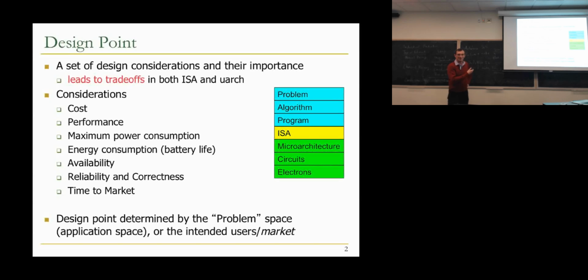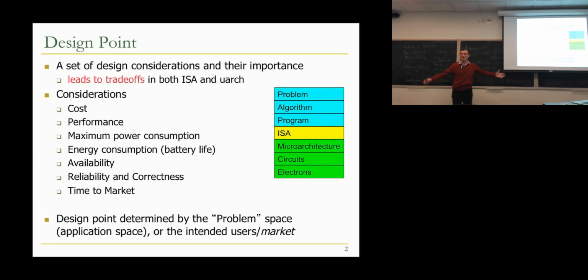Any processor that you're designing has this design point, and there are many considerations. Basically, design point really determines those considerations: cost, performance, power consumption, energy consumption, availability, reliability, correctness, time to market. And all of these considerations are actually determined by the problem space or the application space that you're designing the processor for, or the intended users and the market.